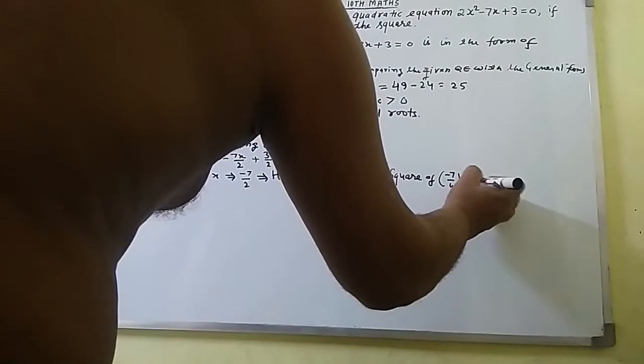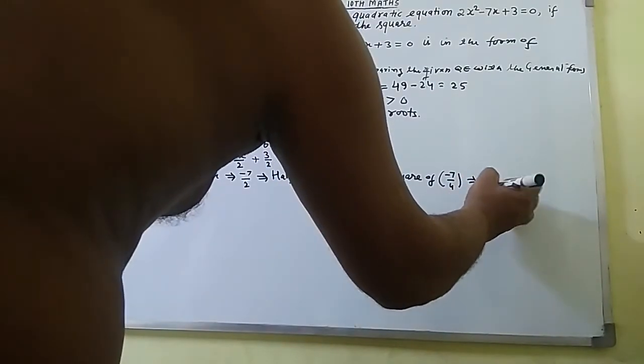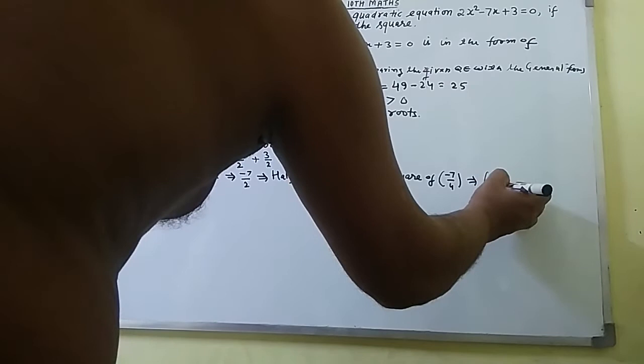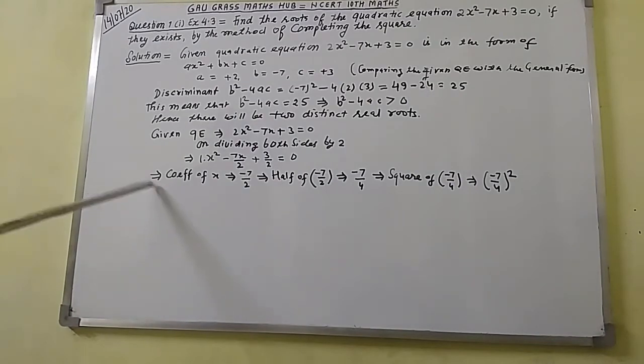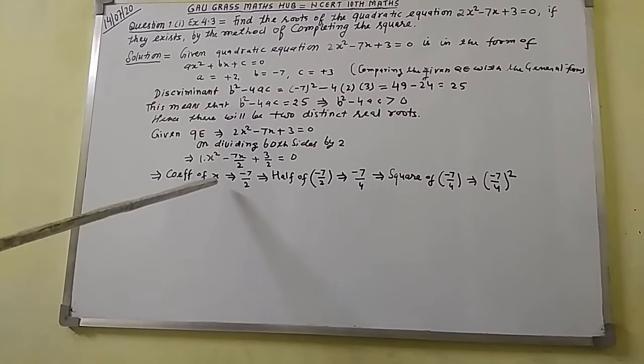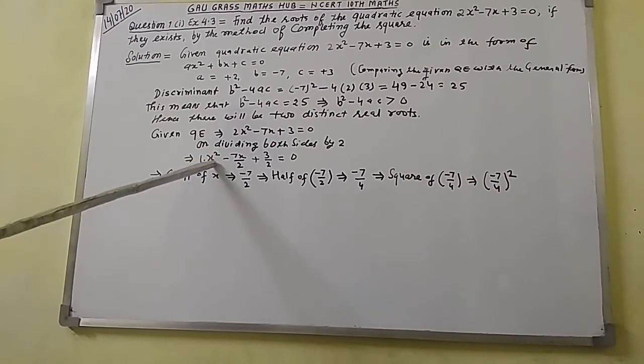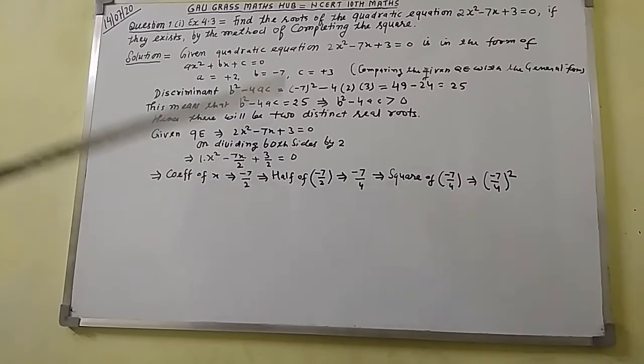This will imply that minus 7 over 4 whole square. So now this is the complete method of completing the square. The condition is that here the coefficient of x square must be 1. So here I have taken, implied that, the coefficient of x. Here you can see the coefficient of x is minus 7 over 2. I have written this one.